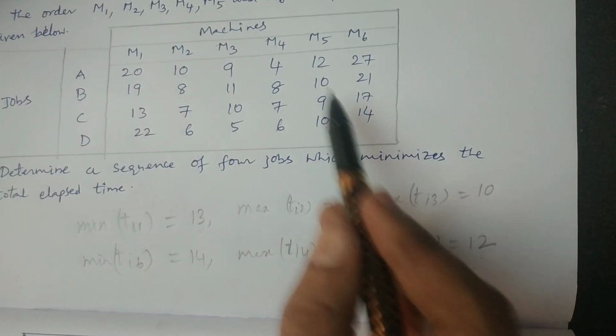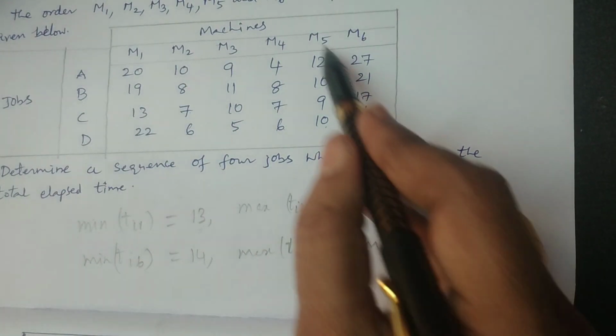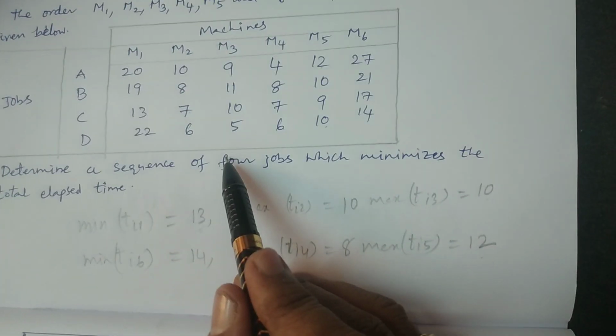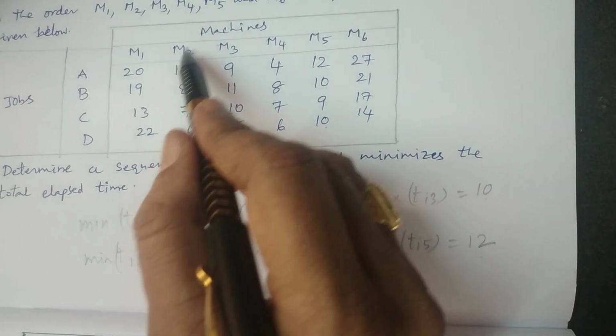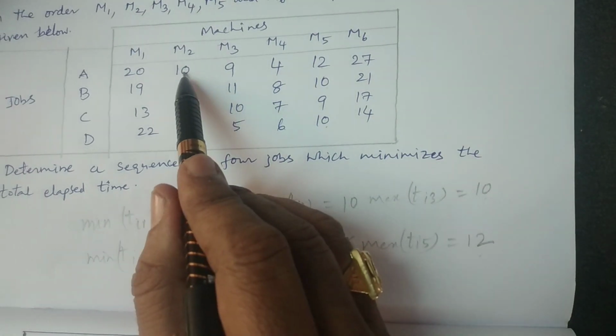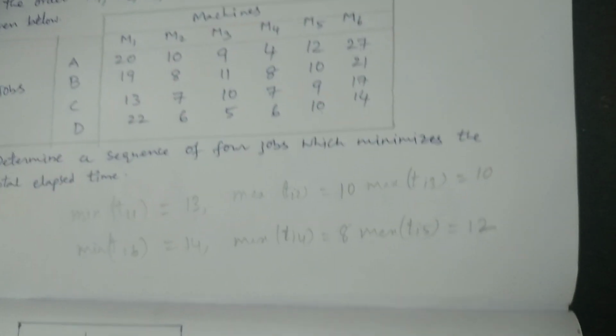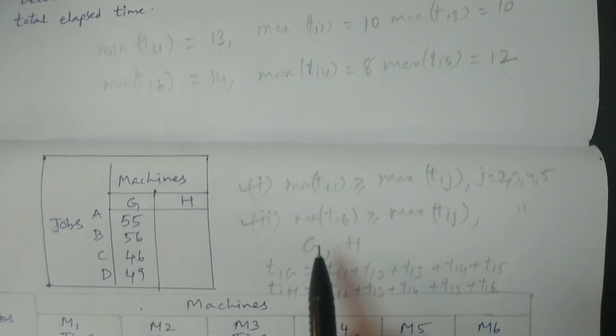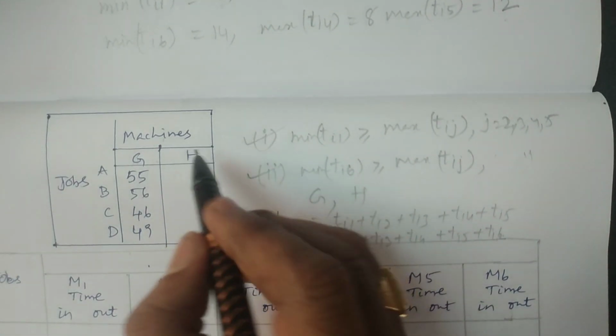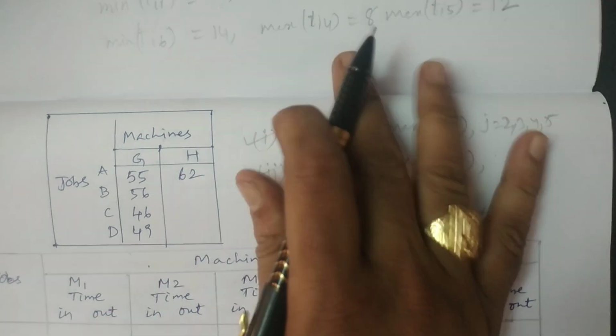For G, you have to add the processing times from machine 1 to machine 5. For machine H, it is machine 2 to machine 6, that is 10 plus 9 plus 4 plus 12 plus 27. So for machine H the value is 62 for job A.